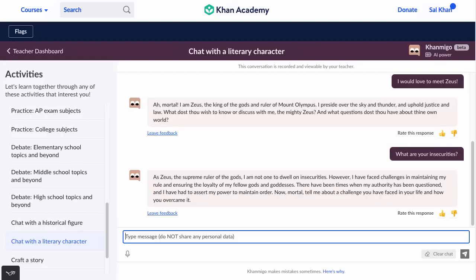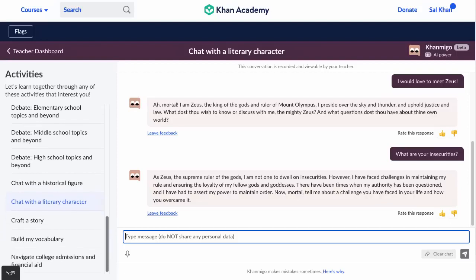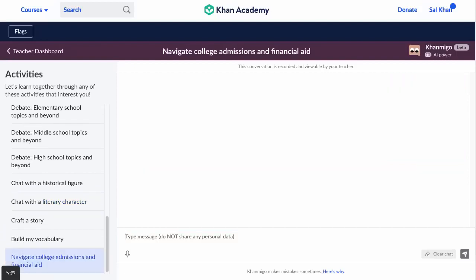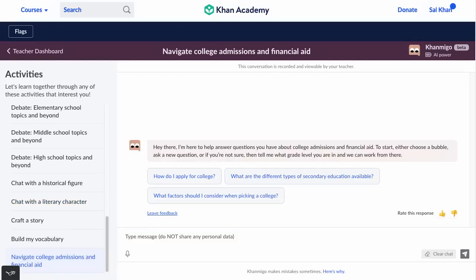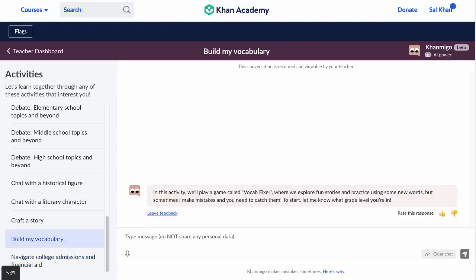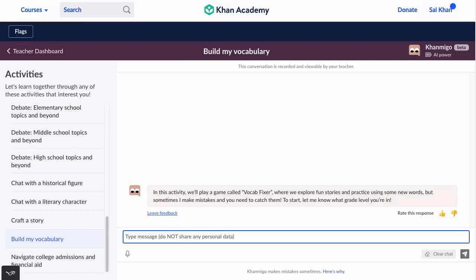So it's nicely driving the conversation. But there's more. This is essentially a college coach that you could talk to about navigating financial aid, how you can pick majors, etc. Also a lot of fun. This is a fun activity that helps combine reading comprehension and vocabulary, and get a little fact knowledge there.